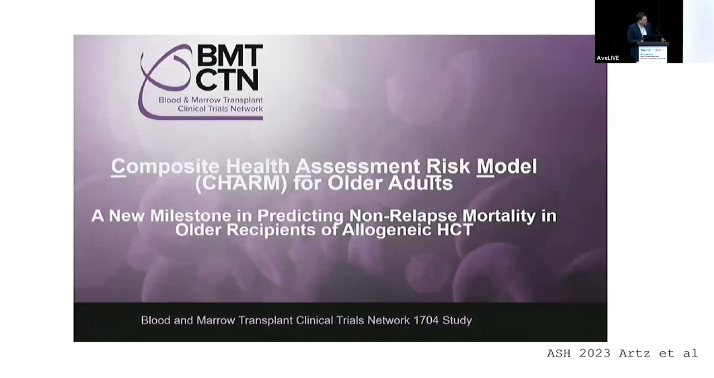This was presented last year at ASH. We're still waiting for the publication. It's led by Dr. Andrew Artz at City of Hope. They came up with this risk model, which can predict non-relapse mortality.